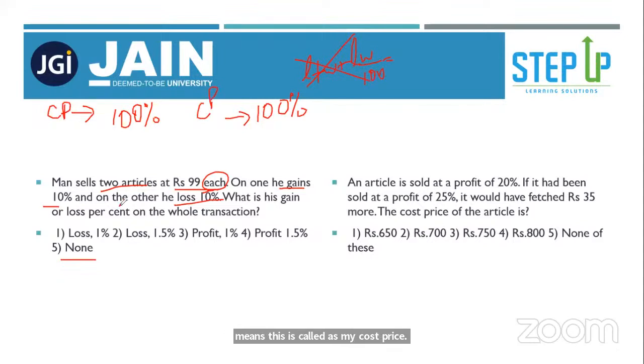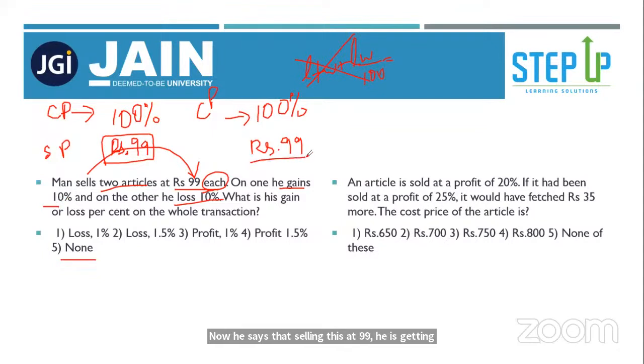Okay, let's count that. A man sells two articles at 99 each. So the selling price is 99 each, not the percentage amount. In rupees, he sells the first at 99, and the second one is also sold at 99. Selling the first at 99, he gets a 10 percentage profit. Selling the second at 99, he gets a 10 percentage loss.